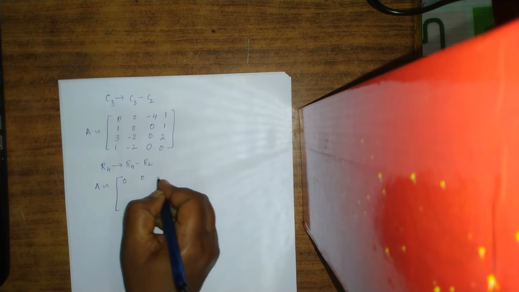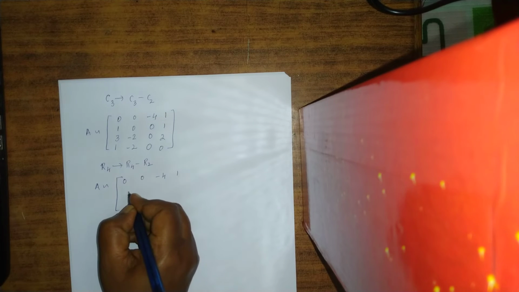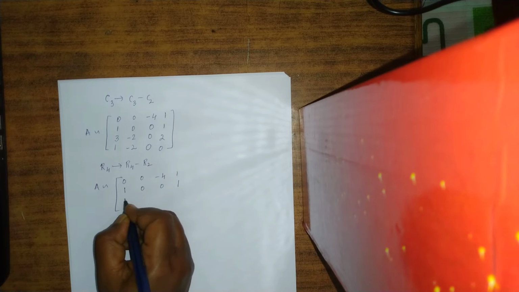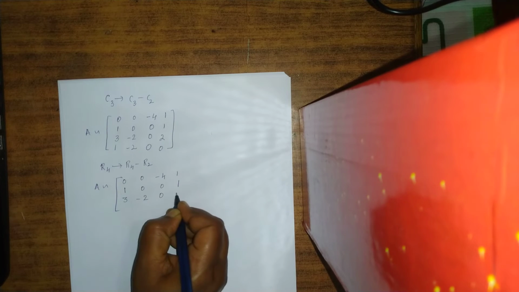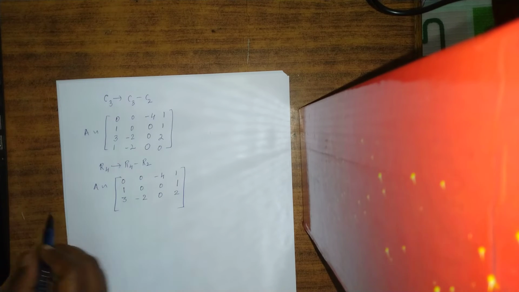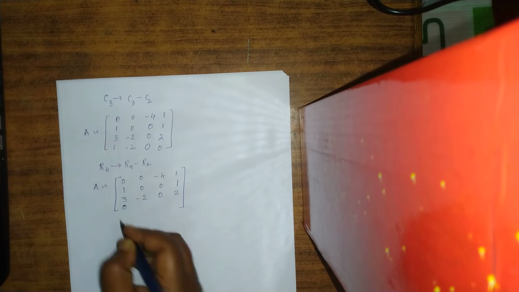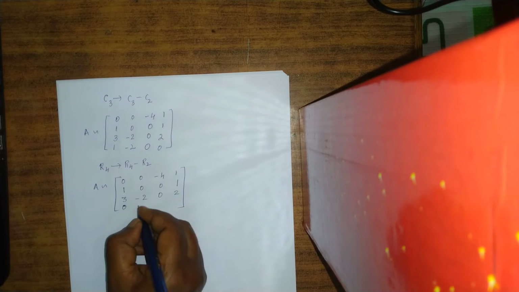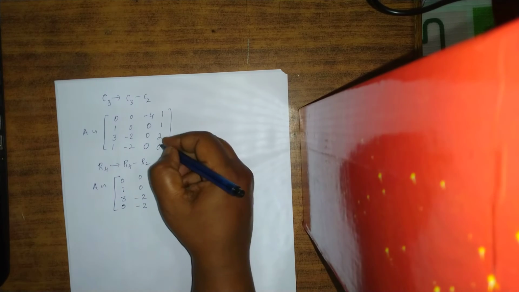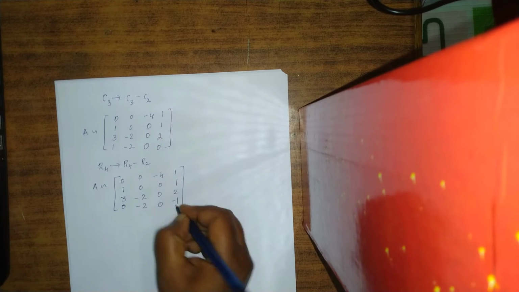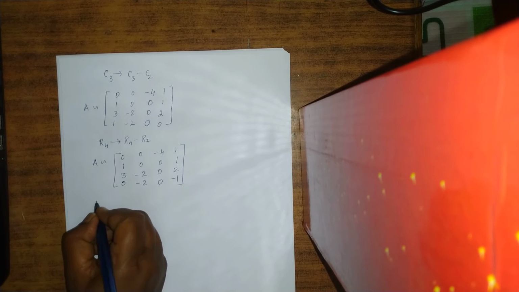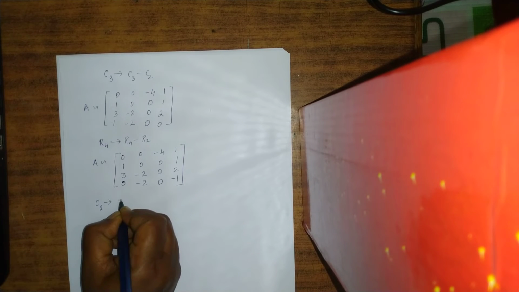So the first row is as it is, 0, 0, minus 4, 1. The second row is also as it is, 1, 0, 0, 1. Third row, no changes done here, so that also remains as it is. The fourth row, with respect to the second row, that is 1 minus 1 becomes 0. Minus 2 minus 0 becomes minus 2. And 0 minus 0 becomes 0. And 0 minus 1 becomes minus 1.